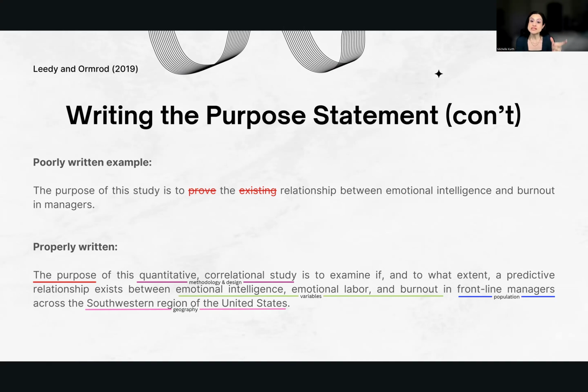And I'm also listing the geography, right? Like how vast, how broad am I going here? I'm just going to focus on the southwestern region of the United States. It might be 7 states, it might be 8 states, right? So that is a better written purpose statement than the first one. So I hope that that helps give context as you're writing some of your papers throughout the course.